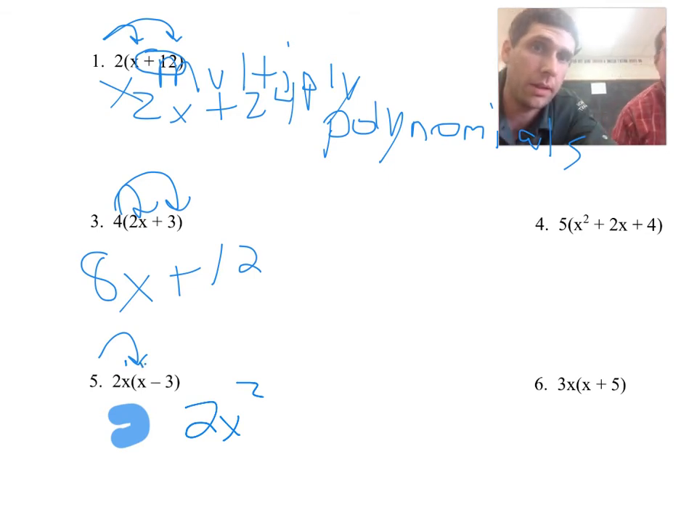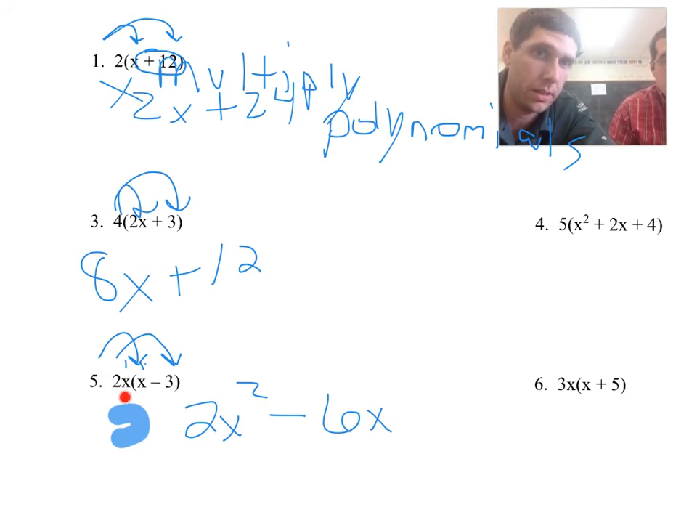And then I have a 2x times my minus 3. Positive times a negative is a minus. 2 times 3 is 6. But don't forget about the x that was sitting out here. It's a 2x times 3. 2 times 3 is 6, and then bring down your x. So 2x squared minus 6x.